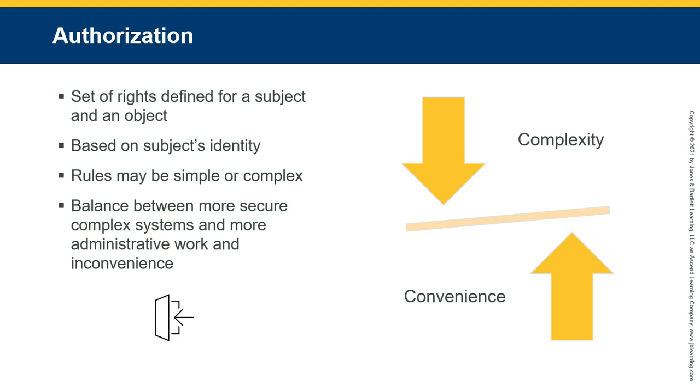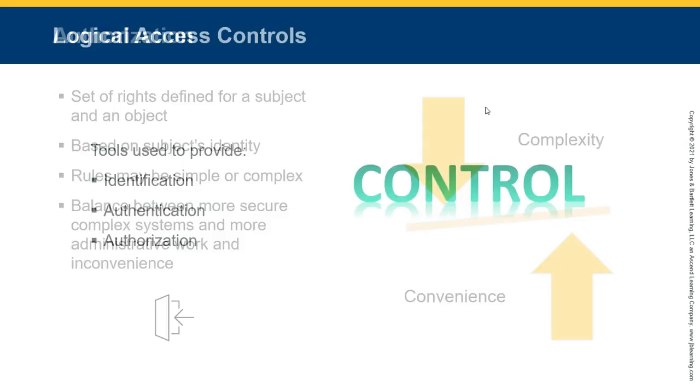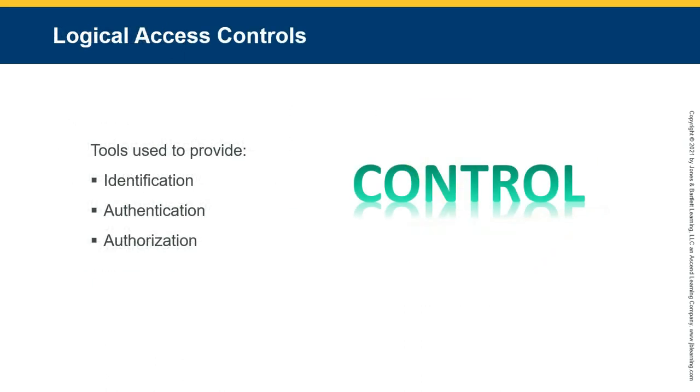So if there are multiple systems they need to log into, they might have to log into the system 2 or 3 times to get where they want. But it helps us keep the data secure. So there is a balancing act that we have to follow. Logical access control, tools used. We talked about identification, authentication, authorization. These are the concepts that we follow.